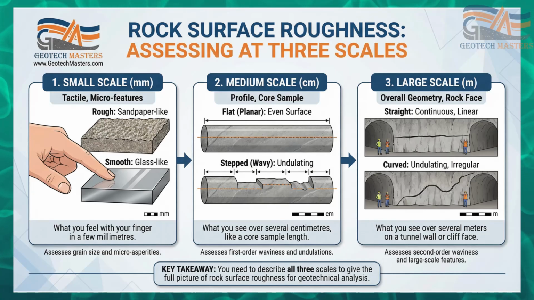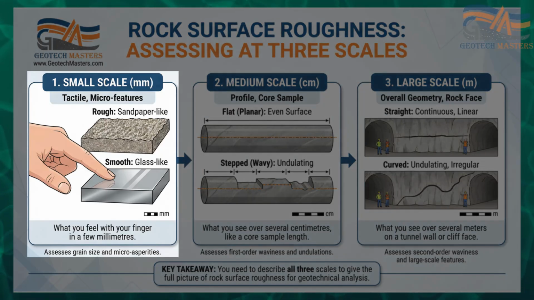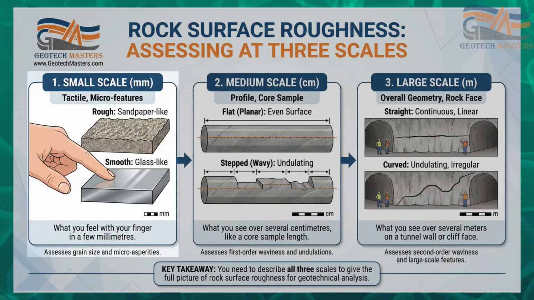Let's start with roughness. The standard requires us to look at roughness at 3 different scales. This is a very important concept. First, the small scale. This is what you see in a few millimeters. It is what you feel with your finger. Is it like sandpaper or is it like glass?